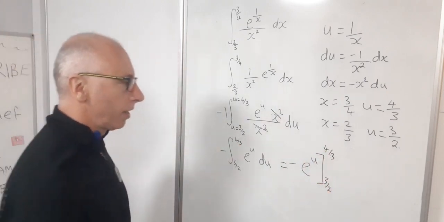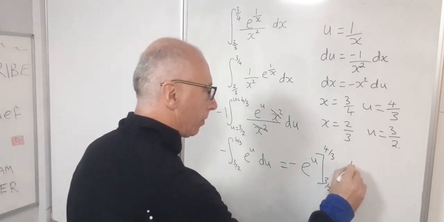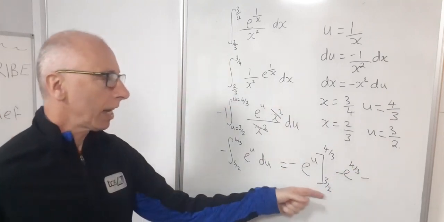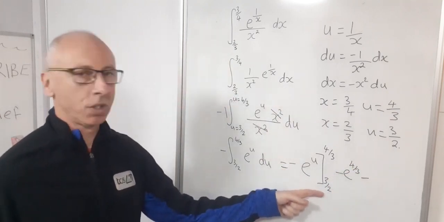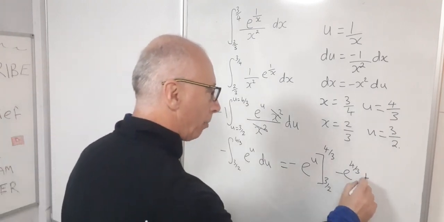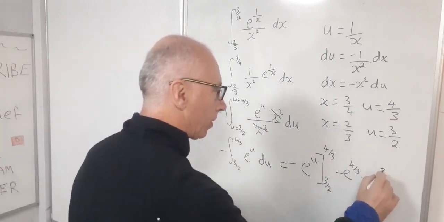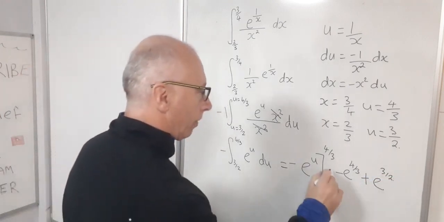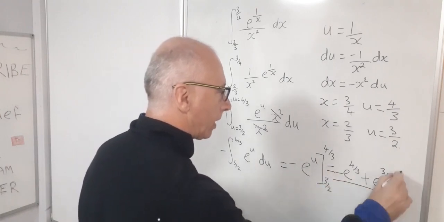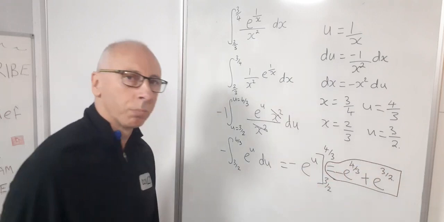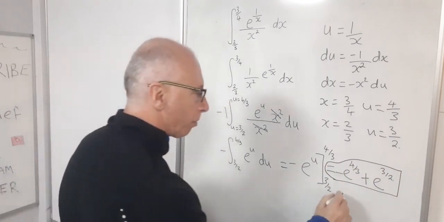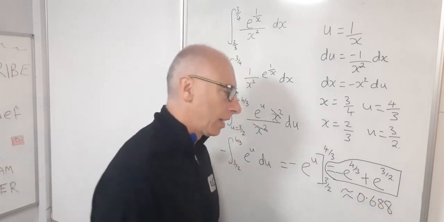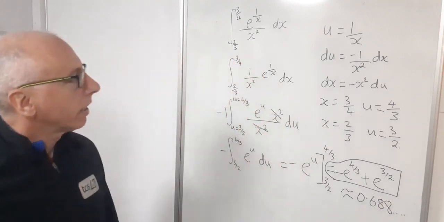So that's going to give me negative e to the 4 over 3, minus, and then minus again e to the 3 over 2. So then that negative will now become a plus, and I can write e to the 3 over 2. So if I put an equals sign there, this is actually a valid answer. That will give you your precise answer, but we can also say that is approximately equal to 0.688, and it just goes on and on and on. Okay, so there's an integral for you.